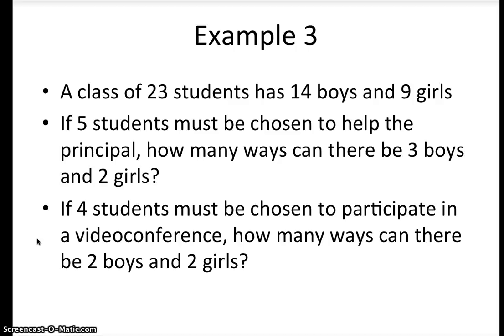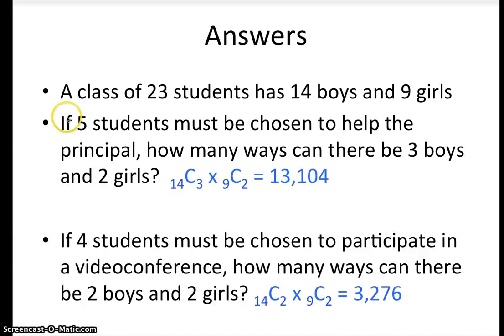We're going to use combinations, but we're going to have to see how many boys, how many girls, and use that and sort of break up the way we compute the combinations. And I'll show you how that goes. So for the first question, if you're choosing 5 students and you want there to be 3 boys and 2 girls, since you have 14 boys and you're choosing 3, you do 14C3. Since you have 9 girls and you're choosing 2, you use 9C2, and then you multiply those two numbers.